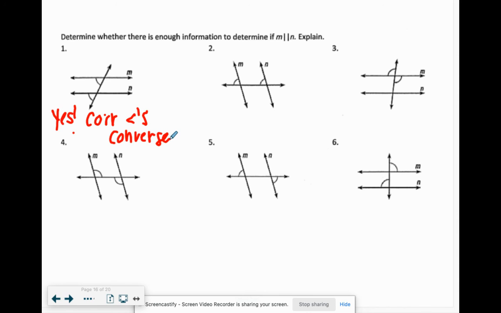What about number 2? Are those corresponding angles again? There sure are. No, that one's enough. Yeah, what are those angles in number 3 called? Not horizontal, but something in the vertical. Vertical. Nope, not enough info.